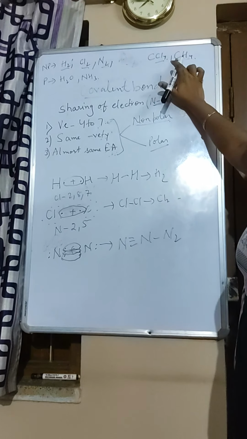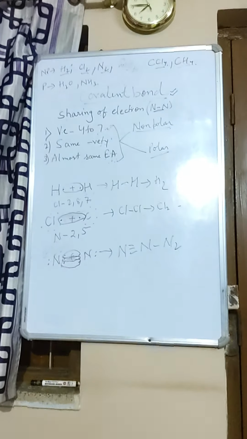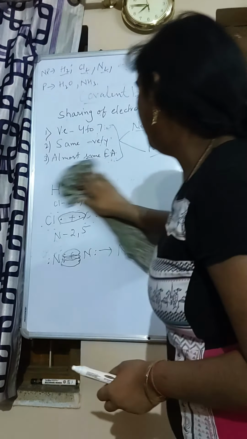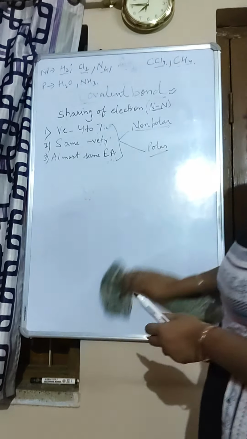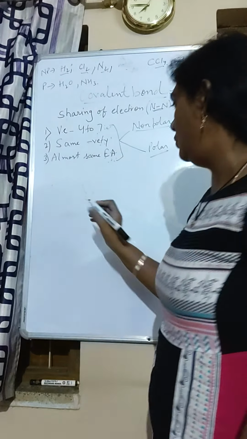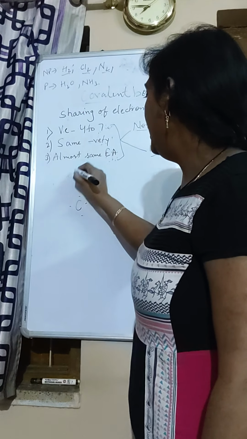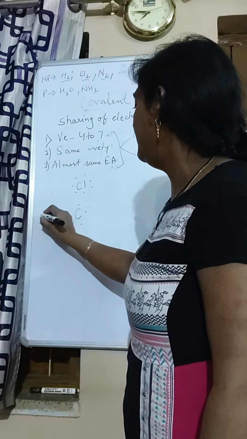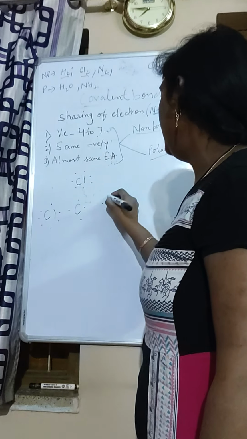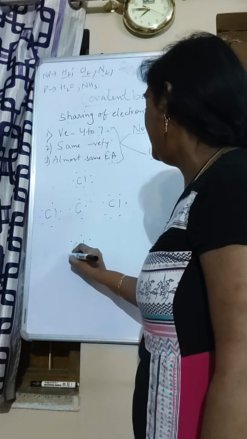So CCl4, carbon tetrachloride. Carbon has 4 in the outermost shell, and chlorine has 7. That means carbon needs 4 more and chlorine needs 1 more. So carbon has 4 electrons, and each of the four chlorine atoms has 7.